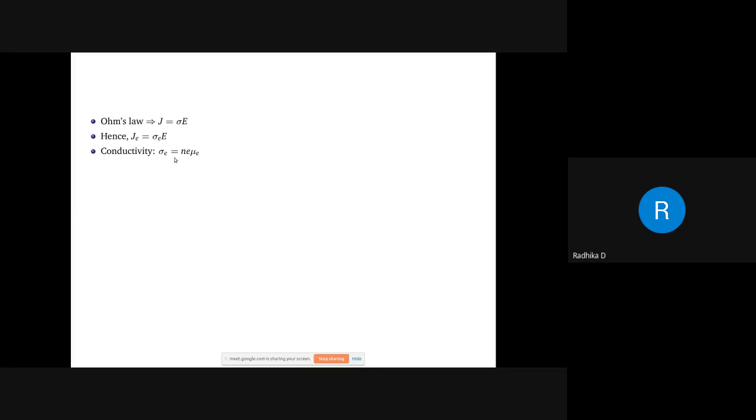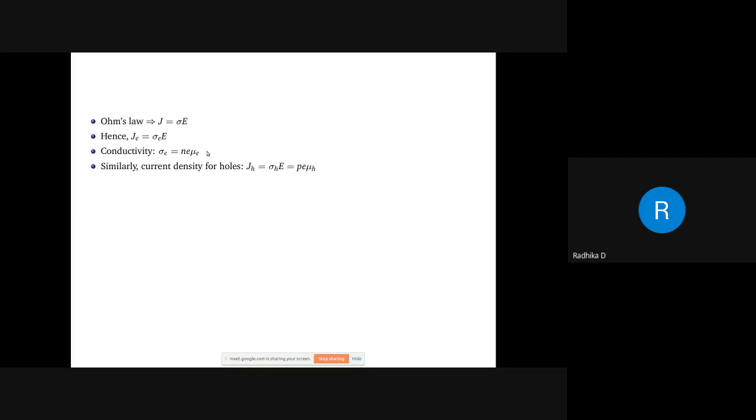If I do that, I will get sigma E. This is a suffix here, okay? It's not a multiplication, it's a suffix. Sigma of electron, or conductivity of electrons, is given by N, number density, multiplied by charge E, into the mobility of electrons. Sigma E is equal to Ne mu E.